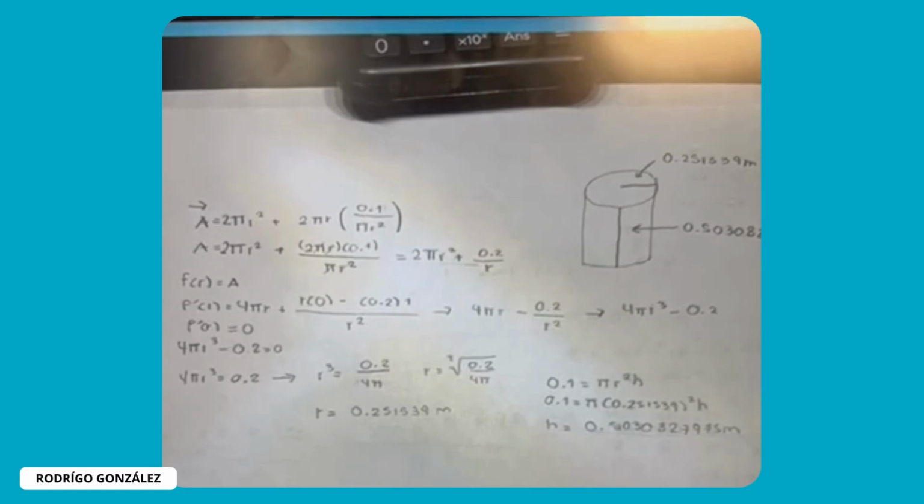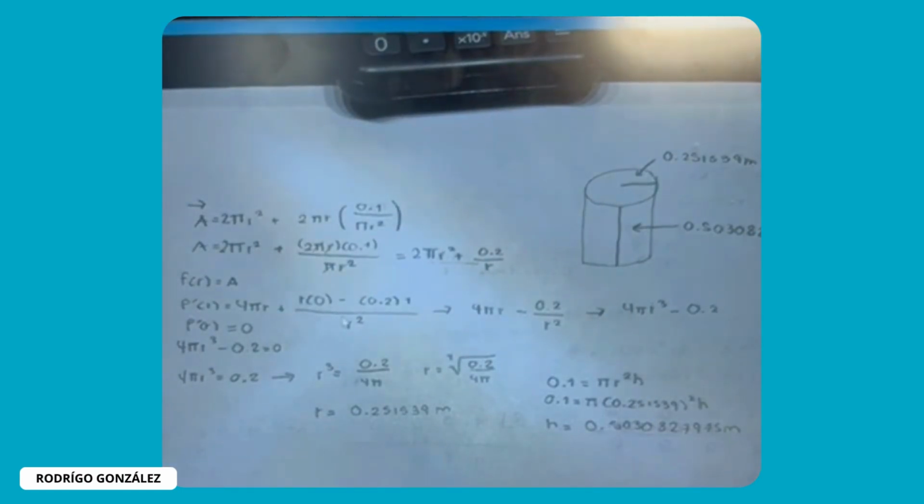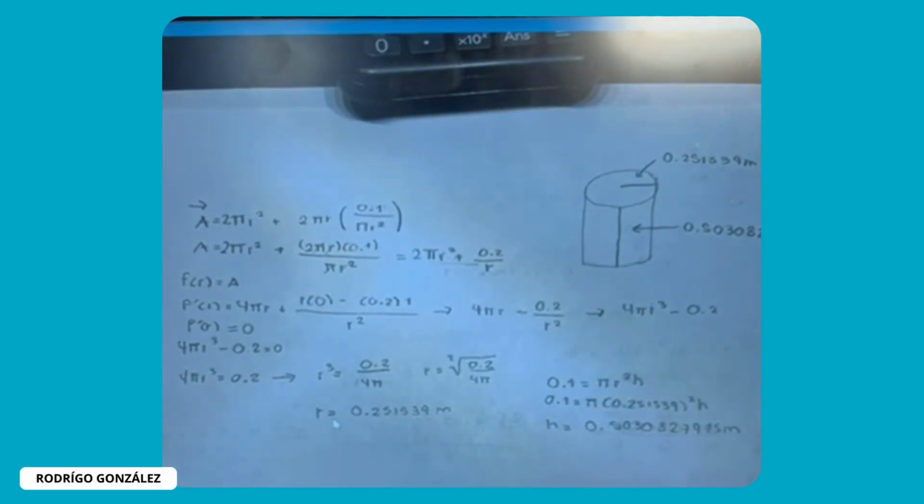So after using the volume formula in the surface area formula and getting the derivative, we can now get the value of x that minimizes the dependent variable, which is the radius, equal to the cube root of 0.2 over 4 pi. We get the radius is equal to 0.251539.